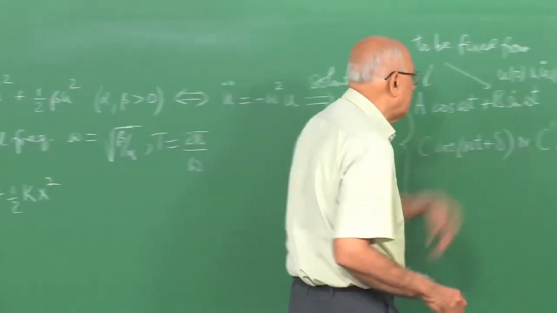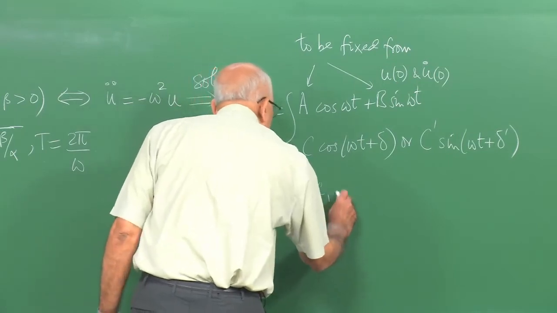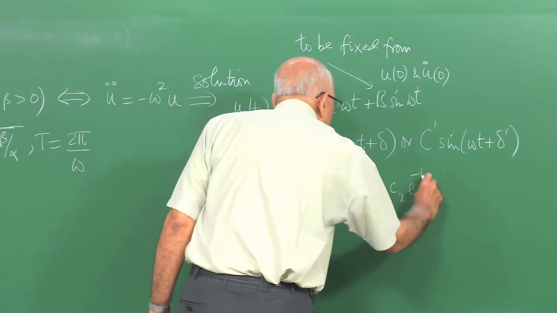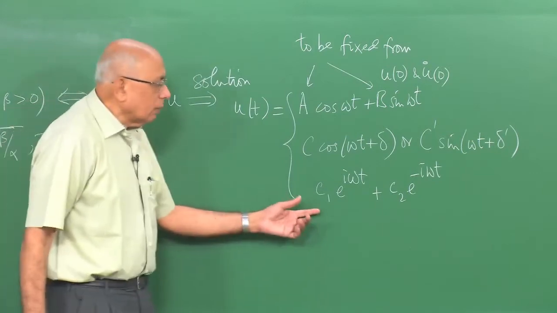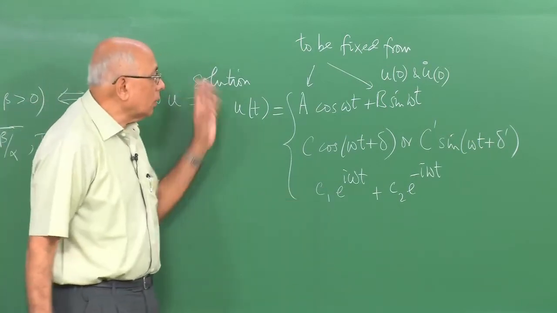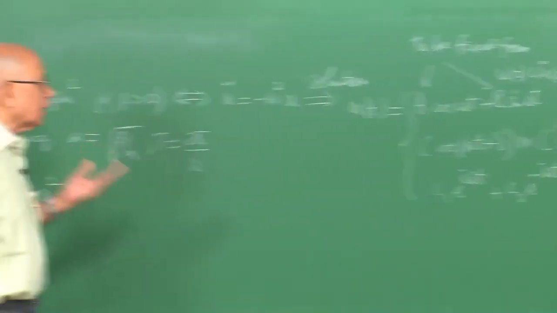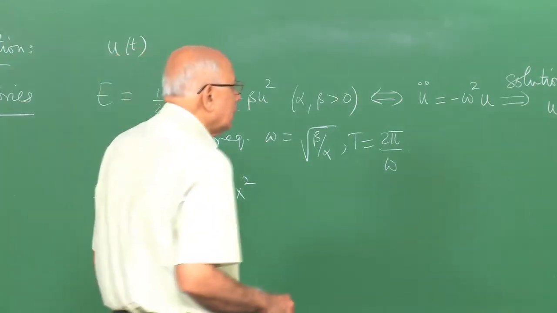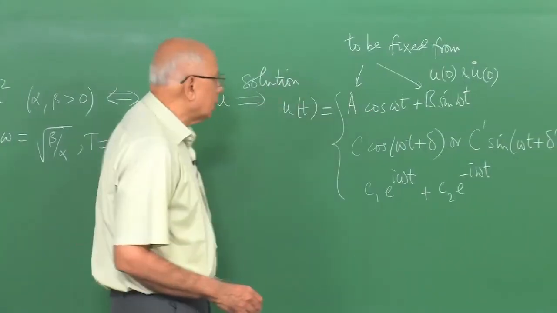Similarly, there is yet another way, which is to write it as c1 e to the i omega t plus c2 e to the minus i omega t, and this is going to involve complex constants. If you want the solution to be real, then these constants necessarily have to be complex. But again, since e to the i omega t or minus i omega t is a linear combination of sine and cosine omega t, it does not matter. So these are different ways of writing the solution down.